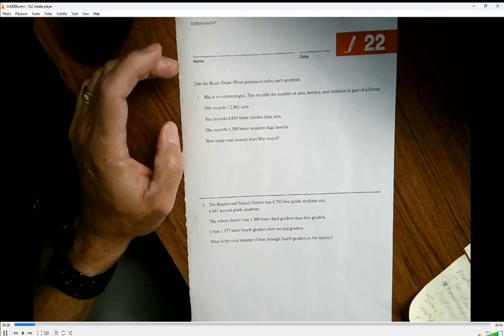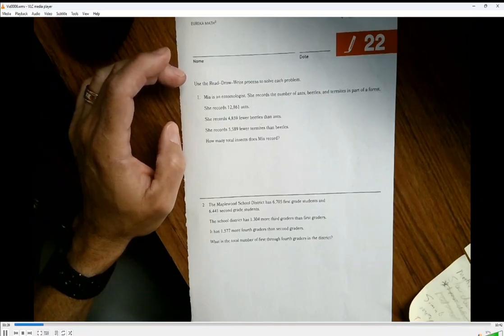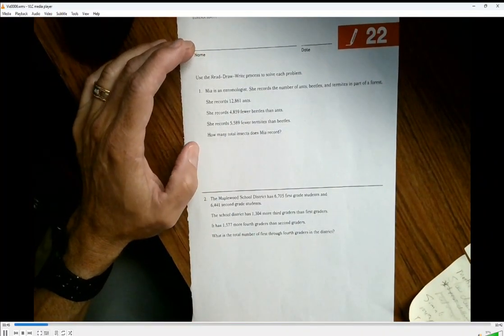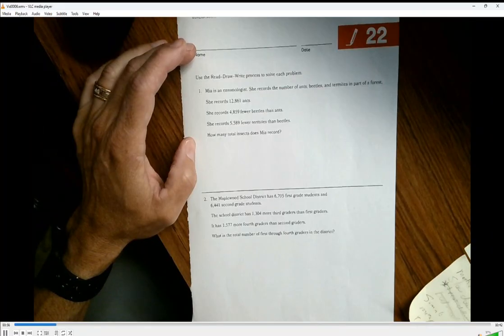All right, use the read, draw, write process to solve each problem. Mia is an entomologist. She records the number of ants, beetles, and termites in part of a forest. So we got 12,861 ants. She records 4,859 fewer beetles than ants. She records 5,589 fewer termites than beetles. How many total insects? This is not going to be a fun one. This is not going to be a quick one. You have to just take your time and do the work.